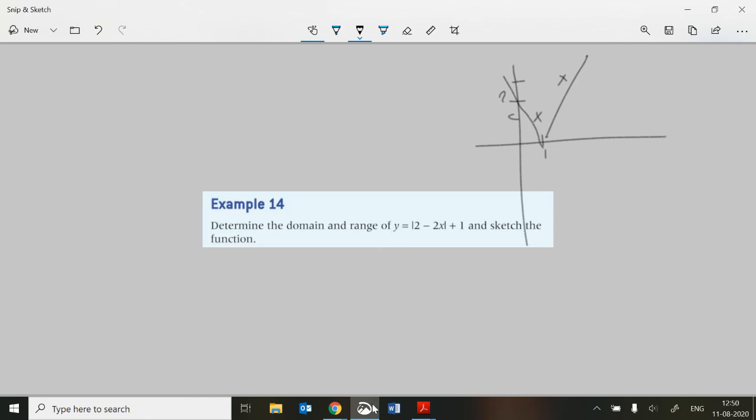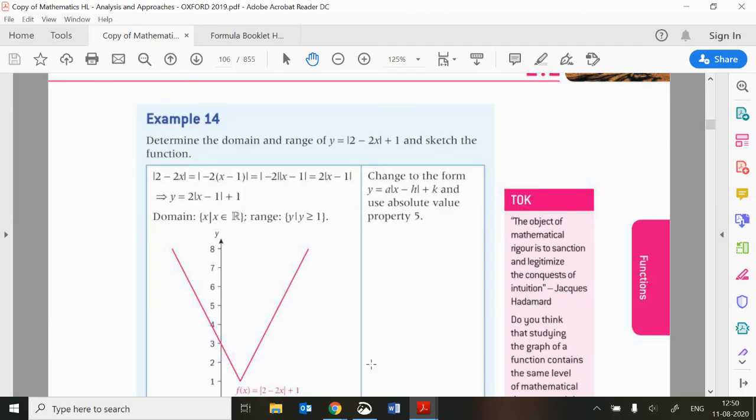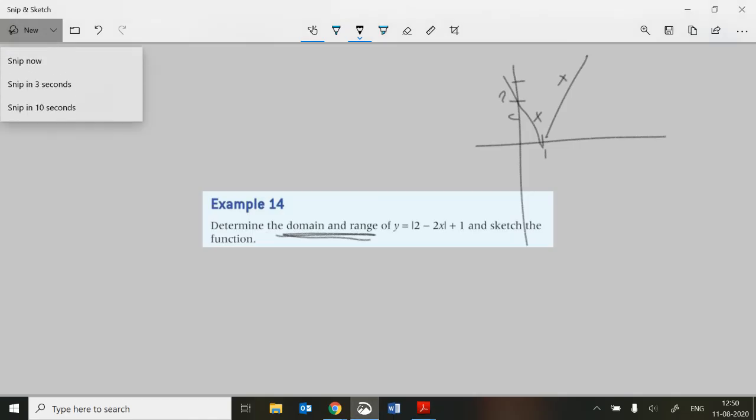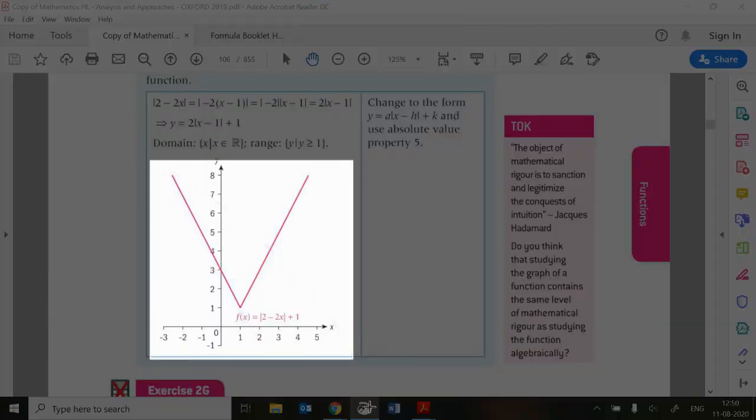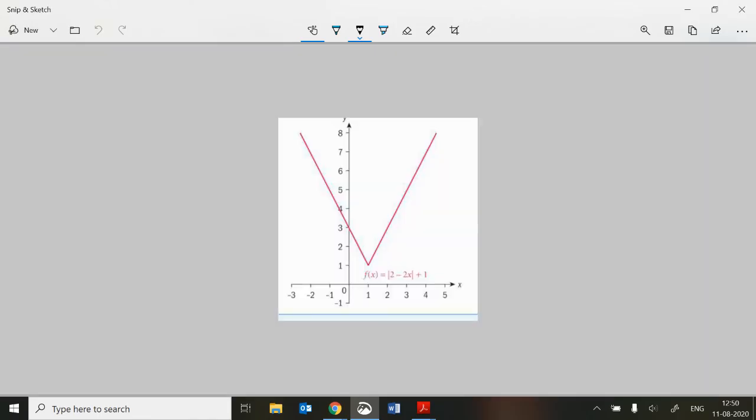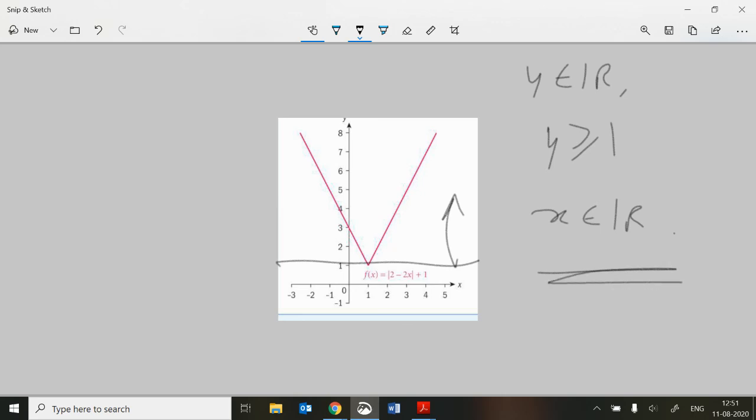Okay, I'm not sure actually if I answered the domain and the range in this question. So let's just go back to this. Once we've got the graph, it's actually really easy to come up with our domain and range, because we can see that this graph is above, so y is above 1, so y belongs to the real numbers, but it has the condition that we are greater than or equal to 1, and x, of course, is any real number. I think I forgot to say that.